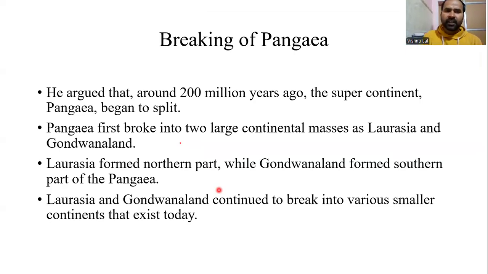He told that about 250 million years ago, that supercontinent started to break apart. First it was broken into two continental masses. And which were the two continental masses? That was Laurasia and Gondwanaland. So according to him, the single continental mass broke into two continental masses, Laurasia and Gondwanaland.